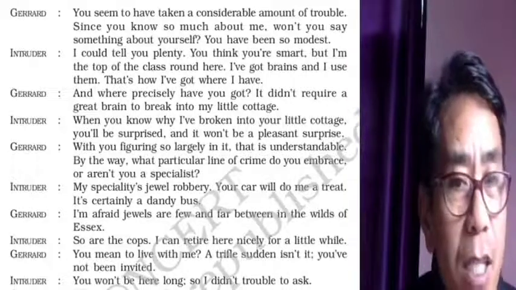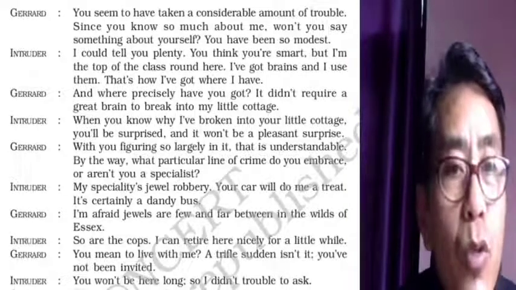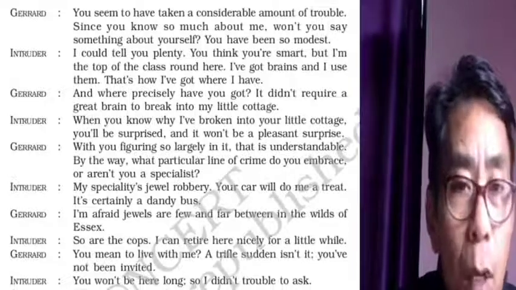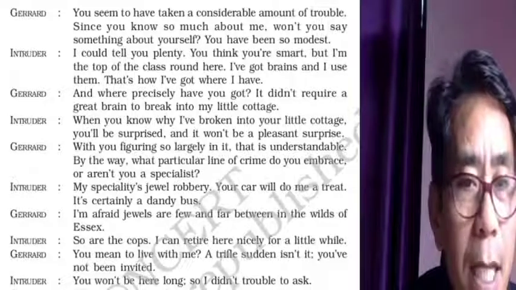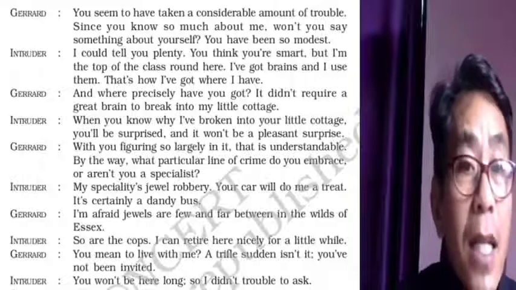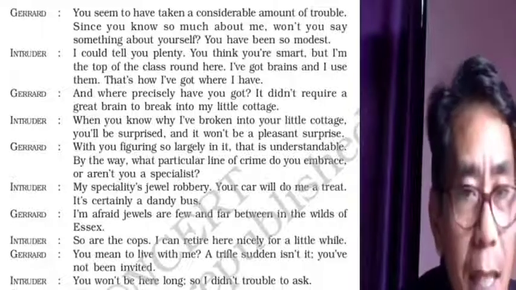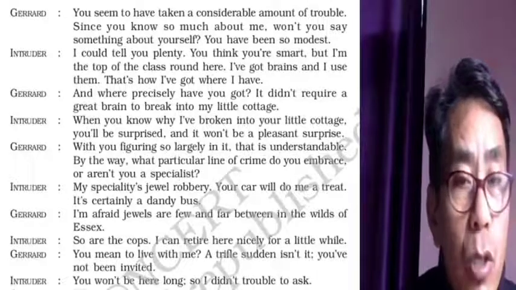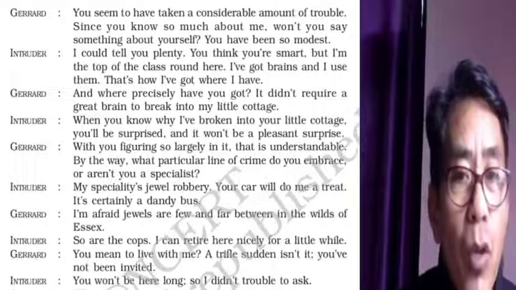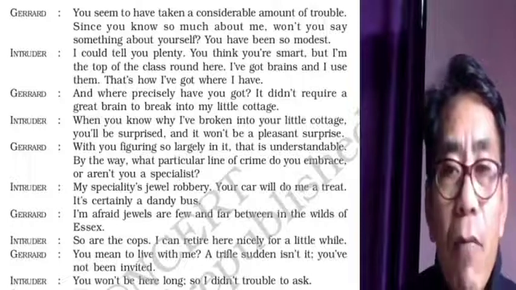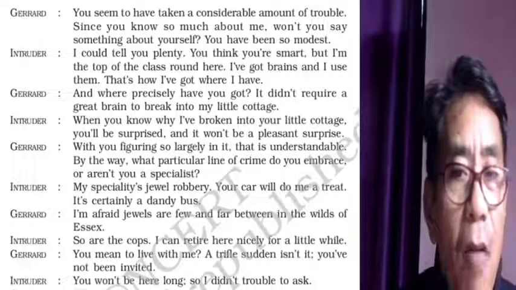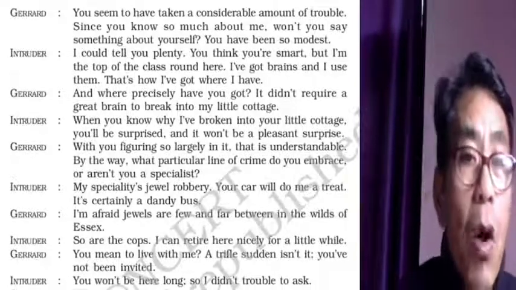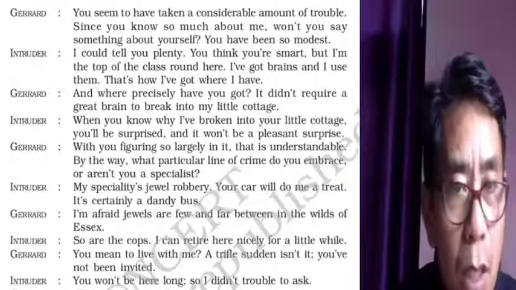So the intruder said that, okay, since you don't have anybody wearing jewels and I won't get the time to steal, likewise, there will be no cops coming to this place because this place is isolated. Nobody is there. So I can retire here nicely for a while. I can stay here far away from the cops. The cops will also not come to such places.